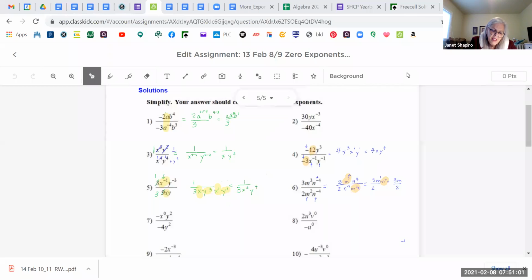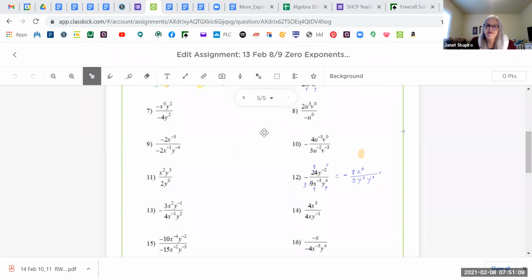And when I look at this, it's nice that my x's are all on top, my y's are all on the bottom. Sorry, I did this problem and you couldn't see it. I'll go back. Okay. I divided the 9 and 24 by 3. I reduced that fraction. And then I moved everything to have a positive exponent. And what I'm left with is out in front my minus sign still. I still have my 8 over 3. I have an x to the 3rd in the numerator and a y to the 6th in the denominator.